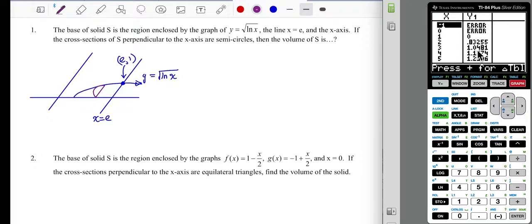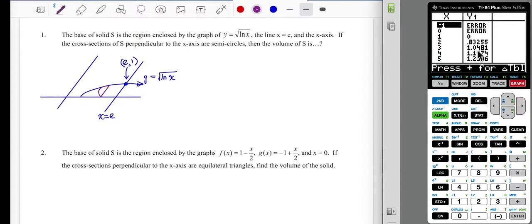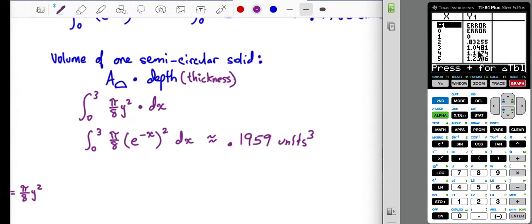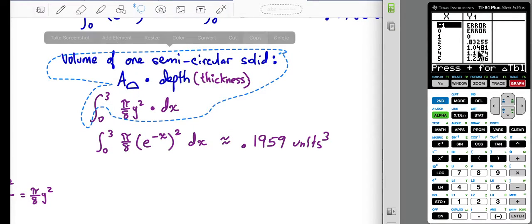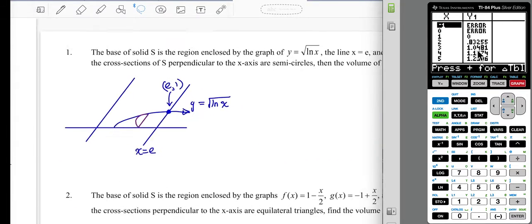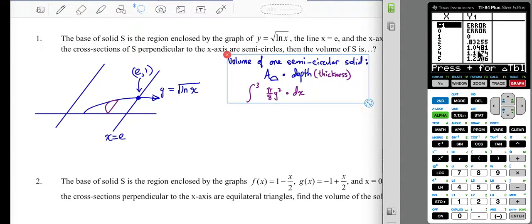I kind of gave the best I had in drawing the diagrams on the previous page, so now you get the short versions. We know, and really this isn't going to be information that expires, the volume of one semicircular solid, aside from that 0 to 3, is this relation. So I'm going to steal this and use it again. All right, except it's not going from 0 to 3, it's going from 1 to e. And y isn't e to the negative x anymore, it's the square root of ln of x.